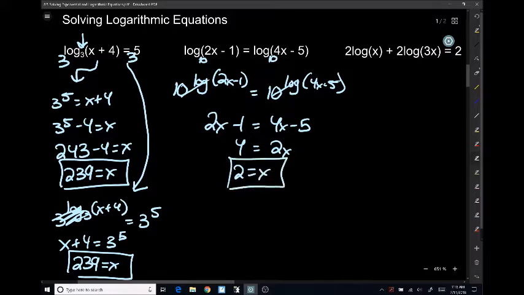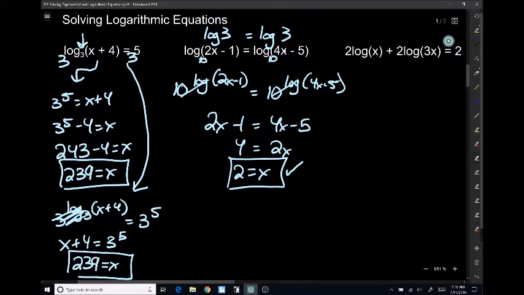And that's all great. It's beautiful. It's a wonderful way to solve these things. Obviously, if we check this, if we plug in a 2, this becomes 2 times 2 is 4 minus 1 is 3. So log of 3. 2 times 4 is 8 minus 5 is 3 equals log of 3. Obviously, log 3 equals log 3, so it works.